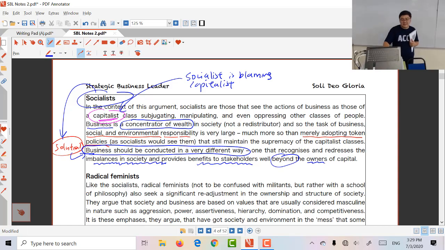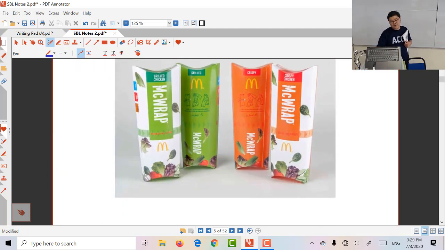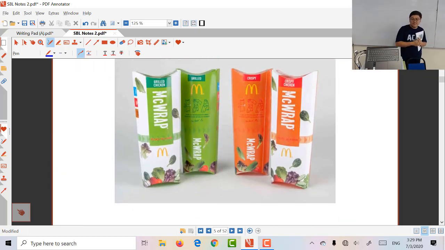Okay, now I'll show some pictures at the back there, just to give you some interest to see what people are doing. What do you see in these two packaging? Who agrees with me McDonald's food is healthy? No one, huh? Okay, thank you. Now, who agrees with me McDonald's food is of high quality? Only one of me. The rest?